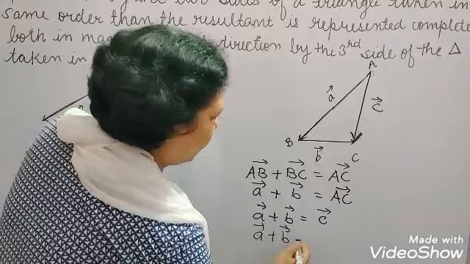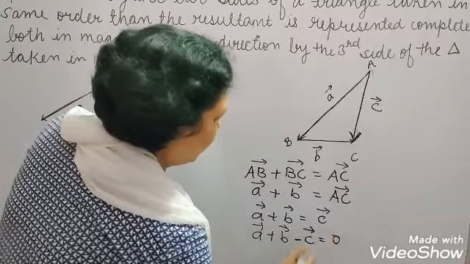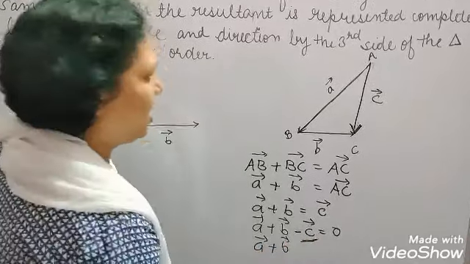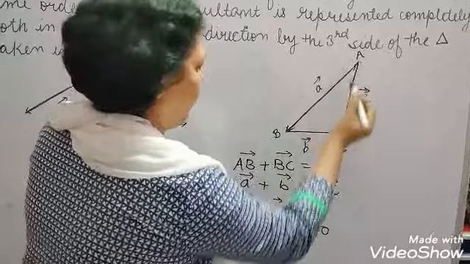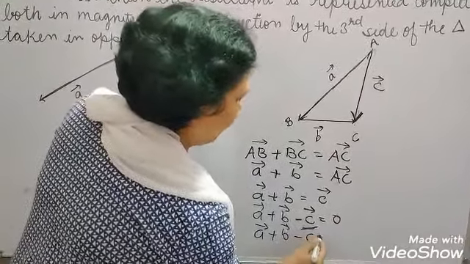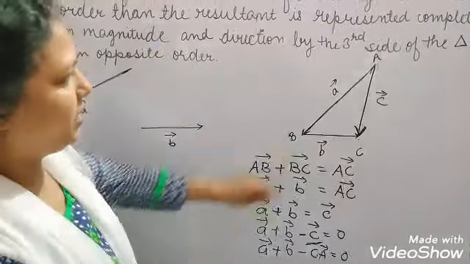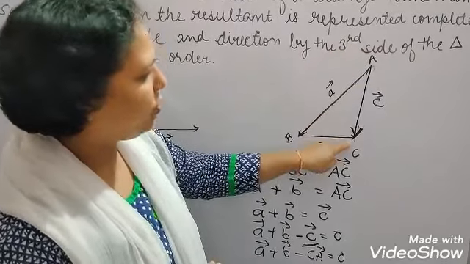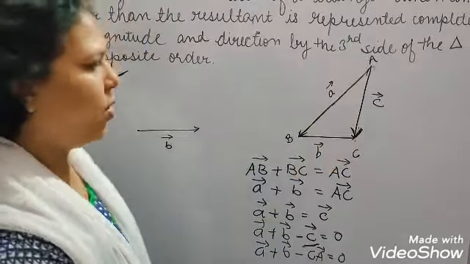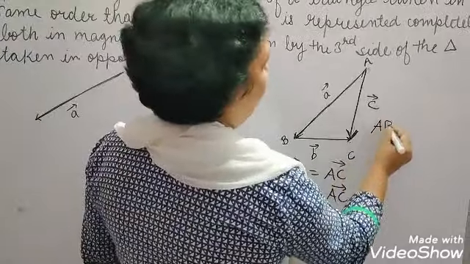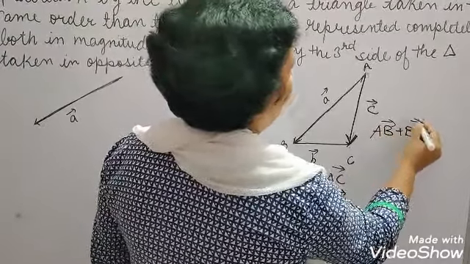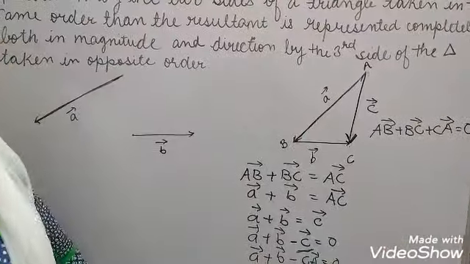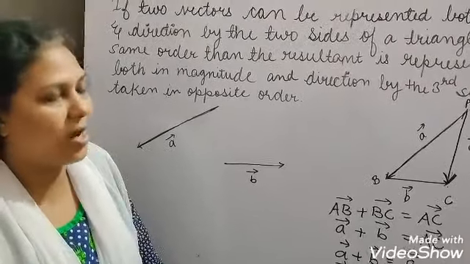If you take this C to this side, it will become minus C. A plus B minus C is equal to 0. And minus C is what vector? It is CA. So if C is representing AC, then minus C will represent CA. Or you can say simply AB plus BC plus CA equals 0. So this is called the triangular law of vector addition.